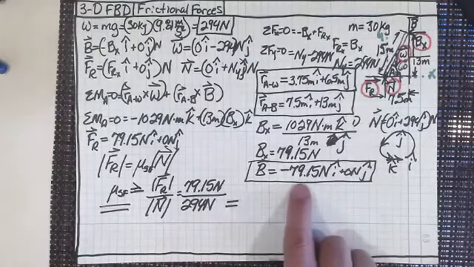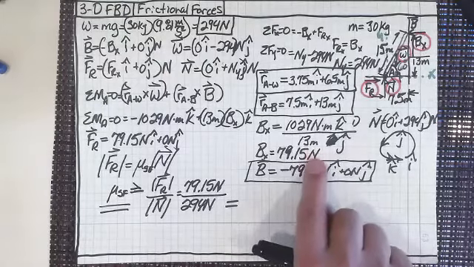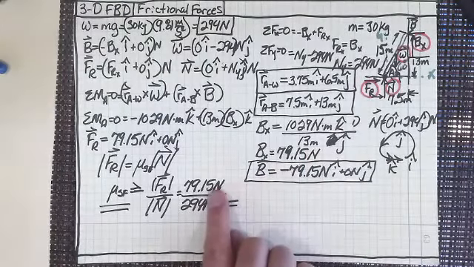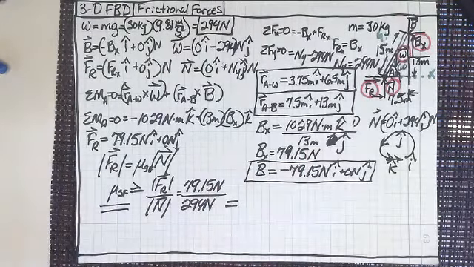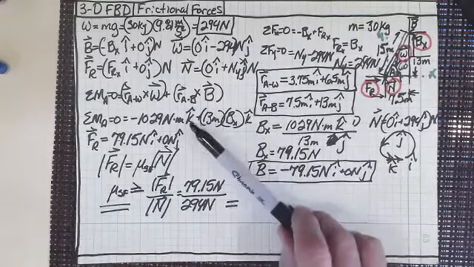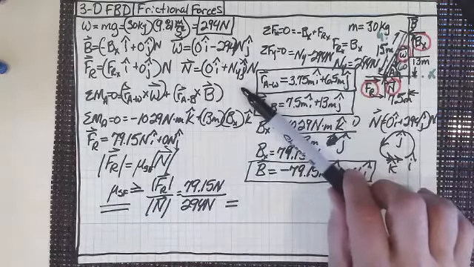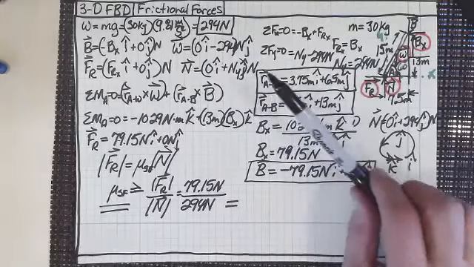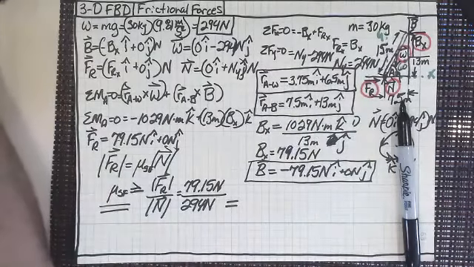79.15, is that right? Wait, I hope I did this right. I'm just looking at this thing here. Why did I get it? I think I shifted it around to a 0.99, 3.75. Just a second. Let me check this here for a second.